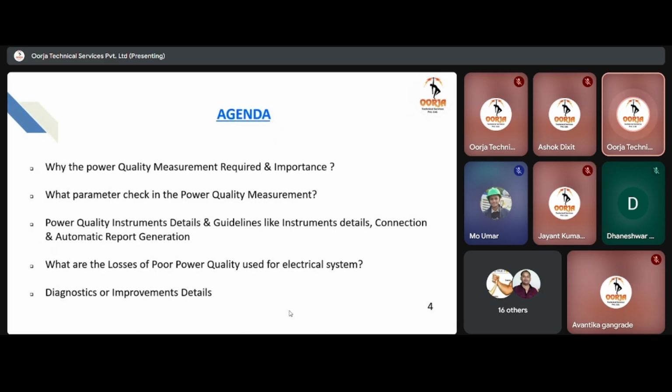Now coming back to the webinar agenda topics. First, why power quality measurement is required and its importance. Second, what parameters are checked in power quality measurements. Third, power quality instrument details and guidelines, like instrument details, connection, and automatic report generation. Fourth, what are the losses of poor power quality in an electrical system. Fifth, diagnostic and improvement details.